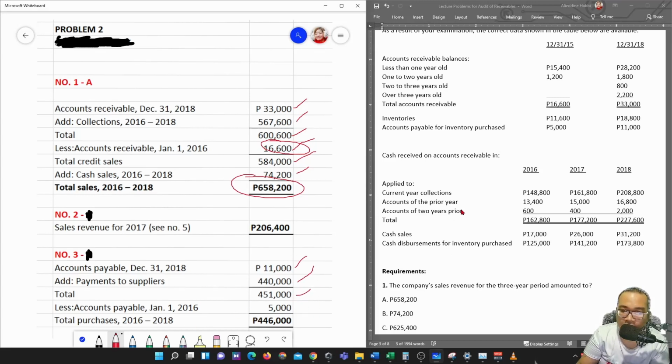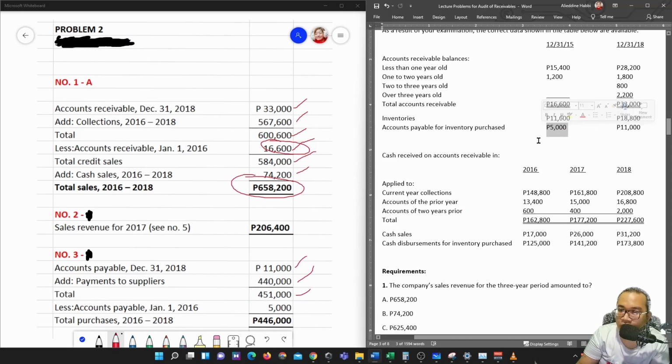And, yung accounts payable for inventory purchases, alam nyo nang galing sa 2015. So, tanggalin nyo yan.